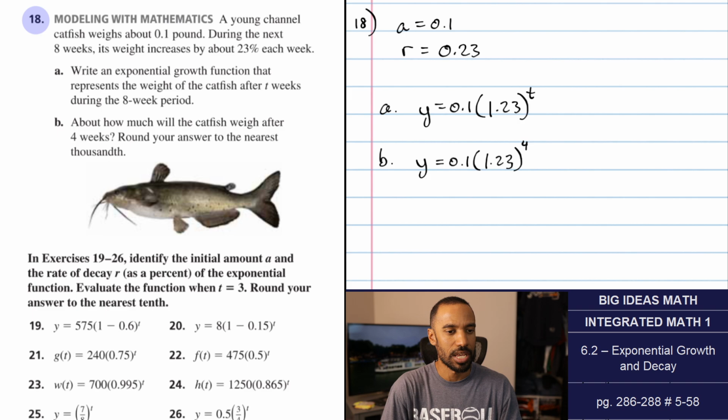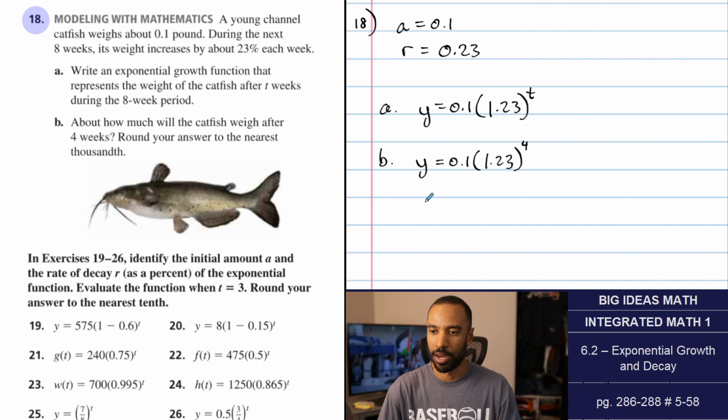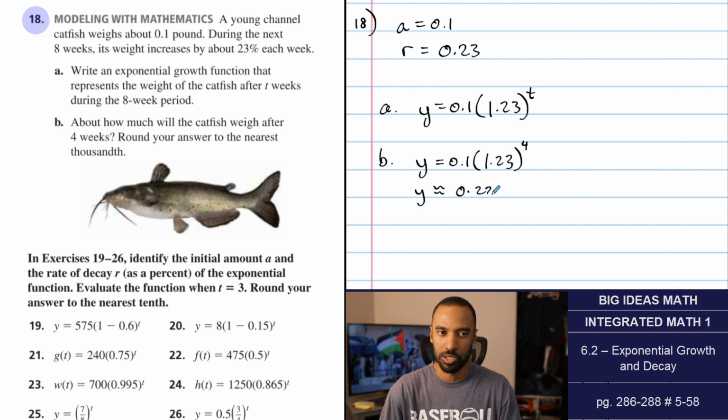I'm getting 0.1 times 1.23 to the 4th power. And we're getting 0.228886641. So I am going to write that decimal to begin with just so we know what we're referring to here.